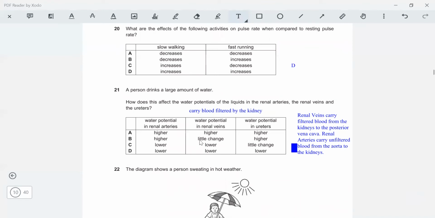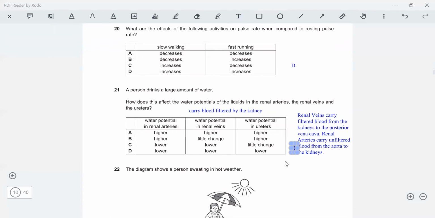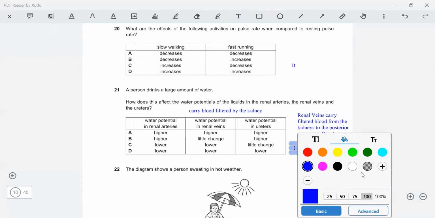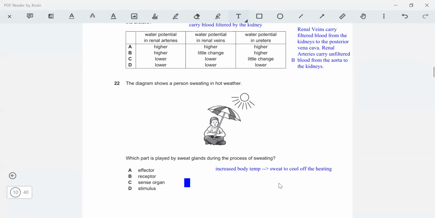So filtered blood does not contain much more or much less water, so there's little change in the water potential in the renal veins. However, in renal arteries, as the blood is unfiltered, when you drink a large amount of water, the water potential would be higher. And common sense, water potential in ureters, when you drink water, would definitely be higher. So the answer is B. Let's move on.